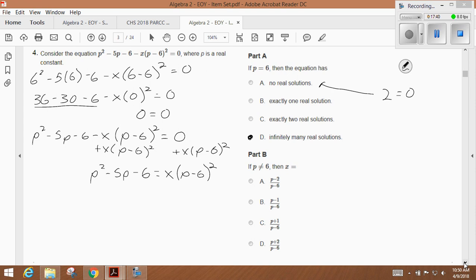The reason why I moved that over is because I know at some point, if I divide both sides by p minus 6, my x will be by itself. And that's my goal. Again, I see a trinomial. What should I always do when I see a trinomial? Factor it. Is it factorable? Are there two numbers such that if I multiply them, I get negative 6, but if I add them, I get negative 5?